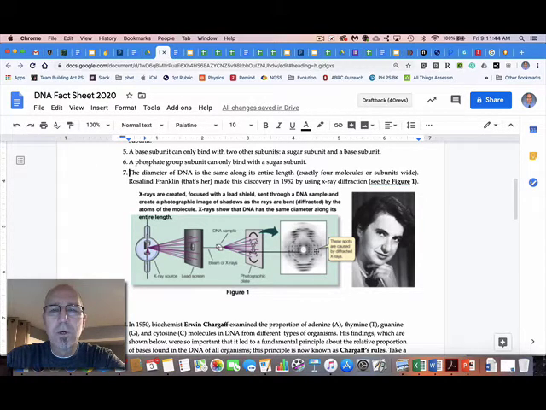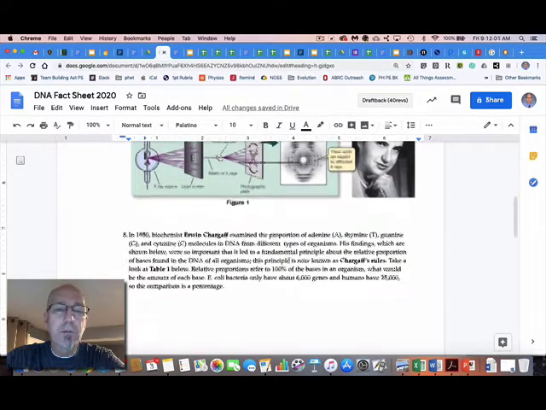And so this X-ray diffraction, that's what that is. These shadows represent places where there are molecules. And so you can see that there are places where there are molecules and then places where there aren't. And this is one of the key things that Watson and Crick used.